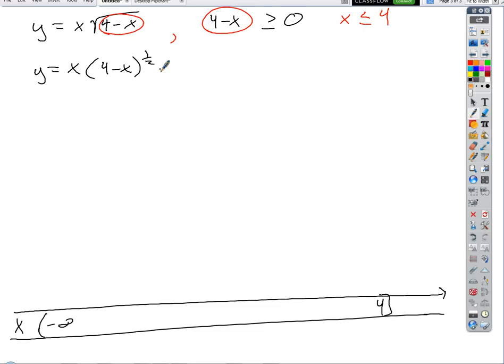Talk to me about the derivative. What's going to be at the outermost level? What kind of rule is going to dictate this derivative? Product. Right, I've got a product of two things. So then y prime is going to equal what?